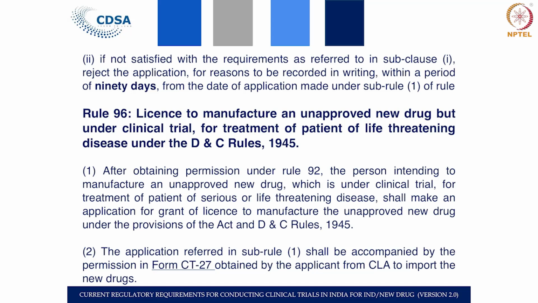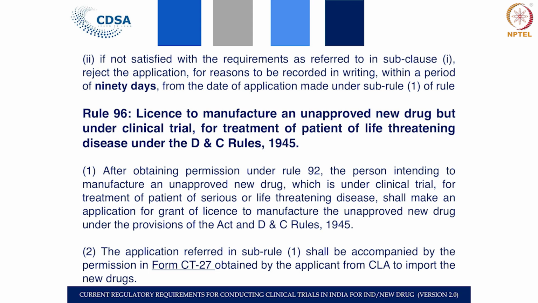Now, whenever a permission is obtained for manufacturing an unapproved drug, the application to manufacture the drug has to be made by the applicant under Rule 96, where it will go to the respective state licensing authority, in specific forms, because this is a drug under clinical trial. The application has to be under the test license, that is Form 30, and the permission will be granted under Form 29 to manufacture this drug. So, this is the license to manufacture after getting the license of the new drug from the CLA. The application shall be accompanied by the permission under CT 27.